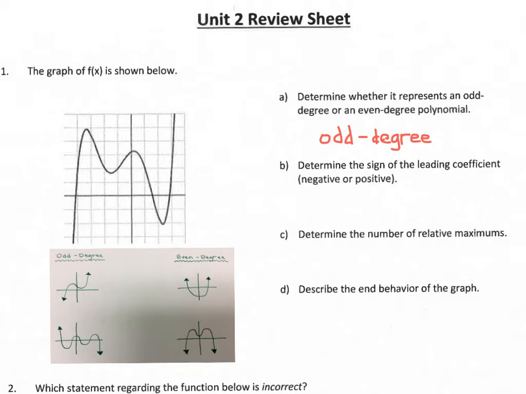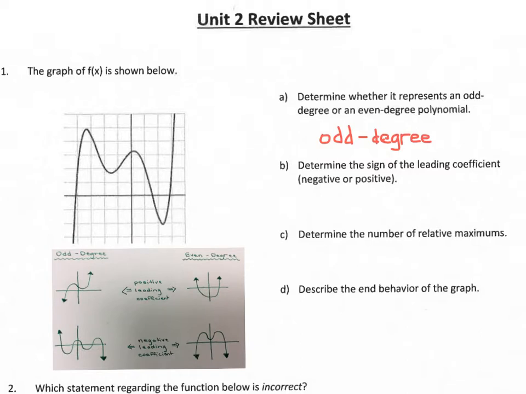Letter B, determine the sign of the leading coefficient. Is it negative or positive? Let's start with an even degree function. If it opens up, it has a positive leading coefficient. If it opens down in the negative direction, it has a negative leading coefficient. So that's pretty easy. It makes sense. It's opening in the positive direction, it's a positive leading coefficient. It's opening in the negative direction, it has a negative leading coefficient.